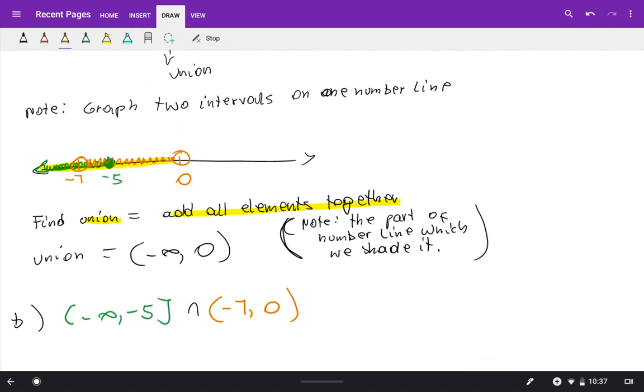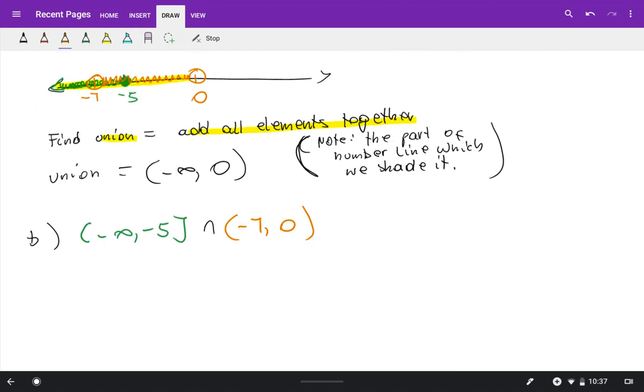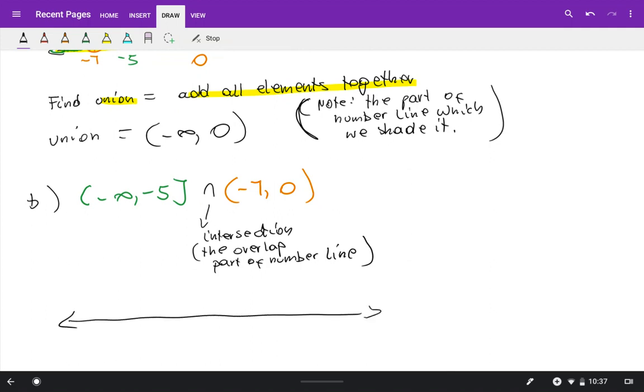I'm going to do the same thing. I'm going to graph it again. So we will only focus on intersection. Don't forget that intersection is the overlap of part of the number line. And of course, I'm using very simple language when you shade it, okay? So let's put those two intervals together on a number line. So we have negative 5, bracket, from negative infinity to negative 5. So we're shading everything here, including negative 5. And then I have negative 7, open parenthesis, up to 0, open parenthesis. And I'm shading everything here.